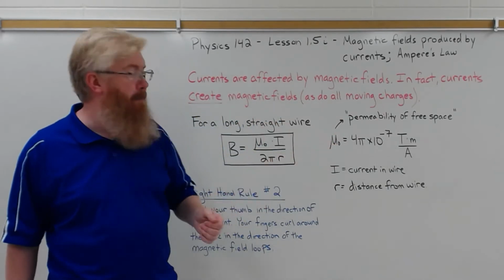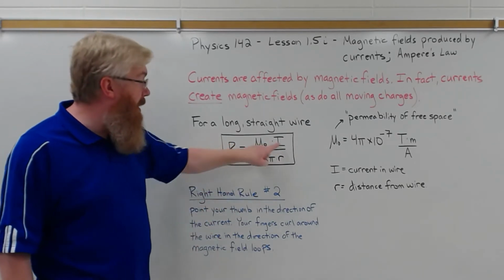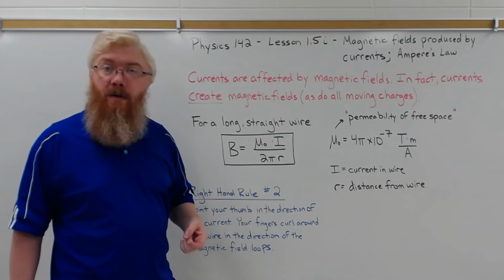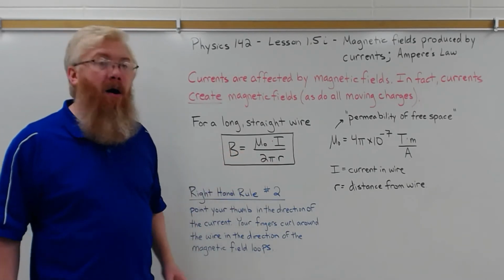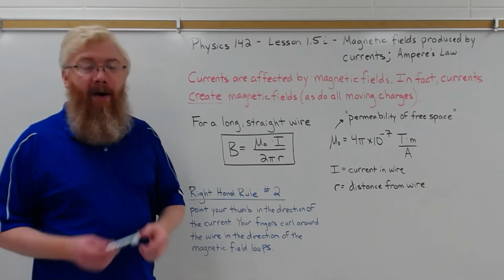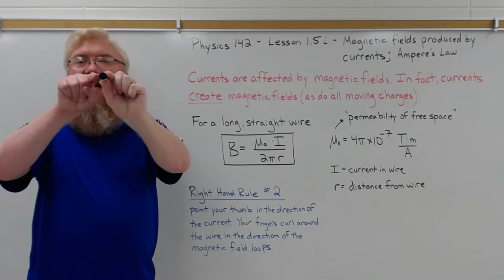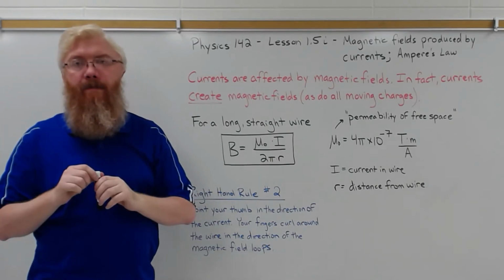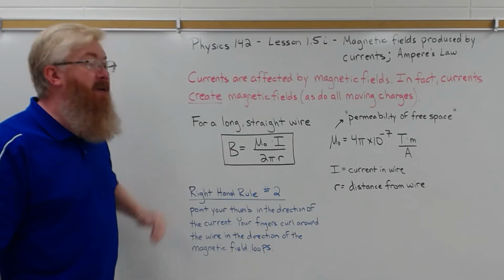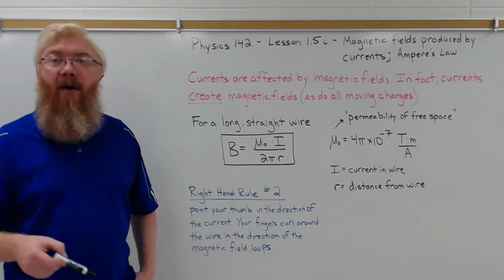The field is mu naught times the current I, so no current in a wire, no magnetic field generated by that wire, over 2 pi times r, where r is the distance from the wire. So if you imagine this dry erase marker as the wire, r is how far away you are, perpendicular distance from the wire. This gives you the magnitude of the magnetic field around a long, straight, current-carrying wire.